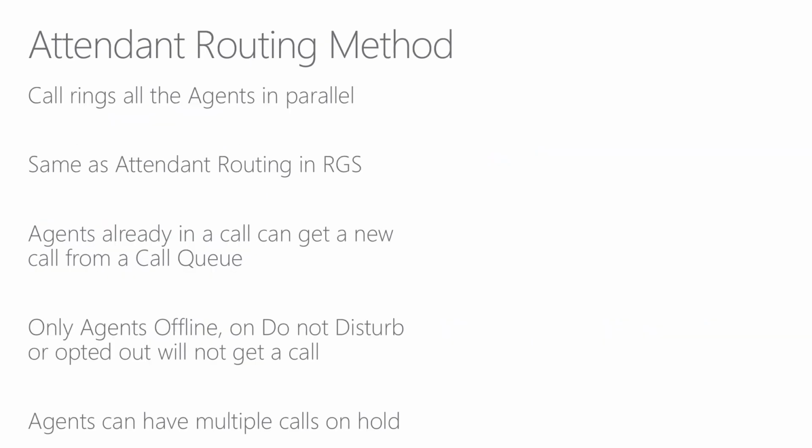So we have different routing methods. Let's take a look at the attendant routing method. This basically means that when a call comes in, all agents are rung in parallel. It's the same as attendant routing in the on-premises response group services. Even if you're already in a call, you will get a new call offered from the call queue, which you can ignore or pick up, placing your existing call on hold. Only agents that are offline, on Do Not Disturb, or set to opt out will not get a call. So even if you're set to away or you're currently in a call, you will still get offered new calls. An agent can have multiple calls on hold.